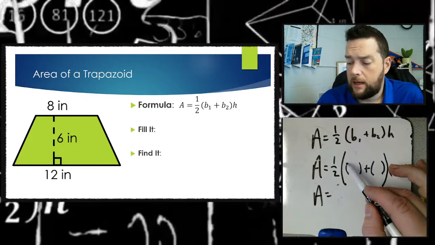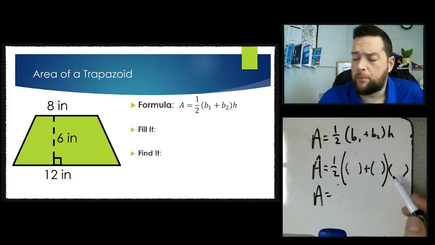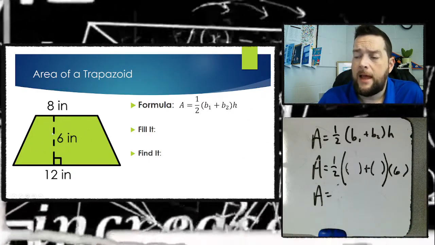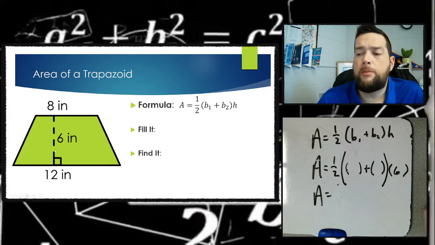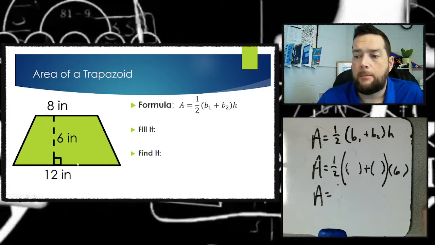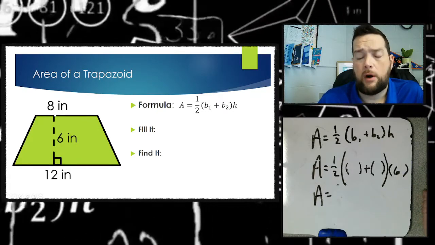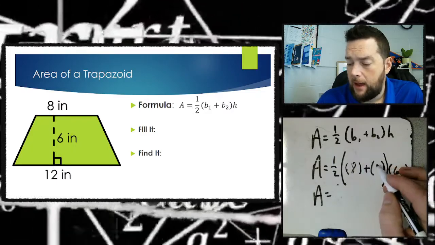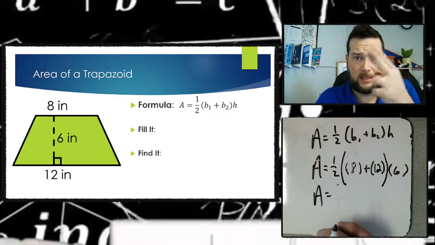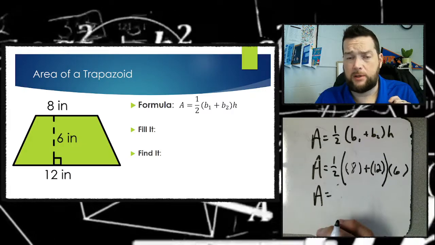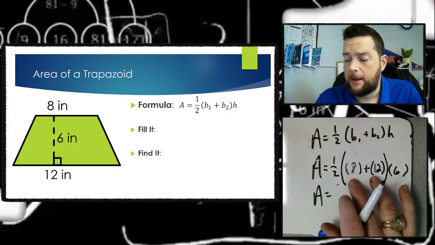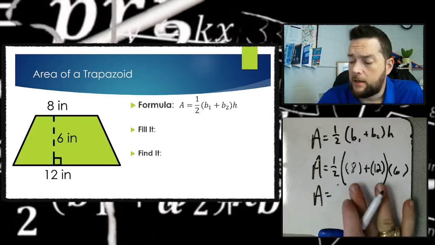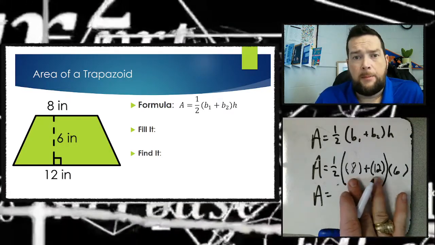And I'm going to start plugging in those numbers. The H is pretty easy. That's the up and down number right there. And then your two bases, your top and your bottom, are your B1 and B2. So for the B1, I always just put the top, and for the B2, I put the bottom. It really doesn't matter. One of those is B1, one of those is B2. It doesn't matter which one you call which, but you just need to make sure that you add both of those numbers.